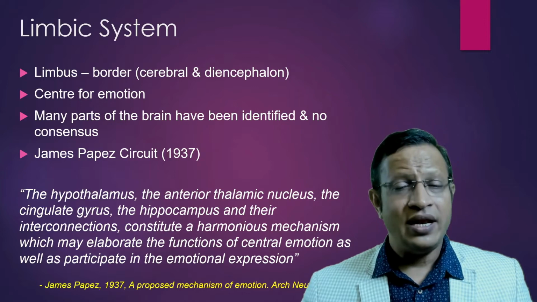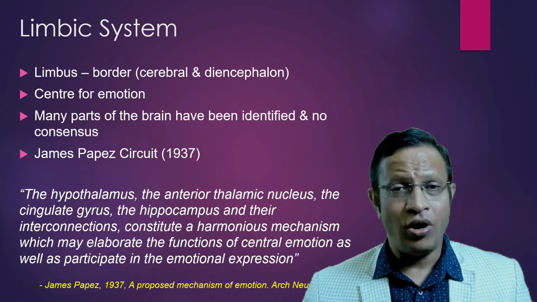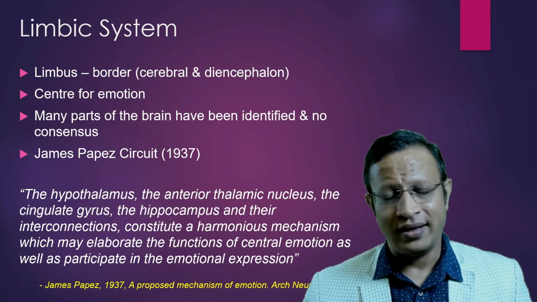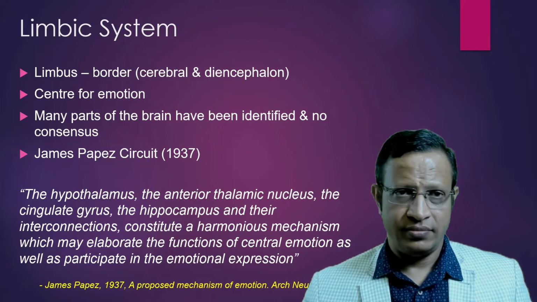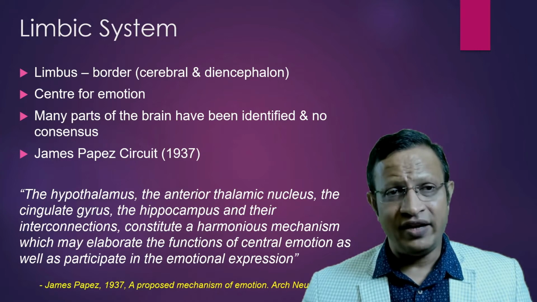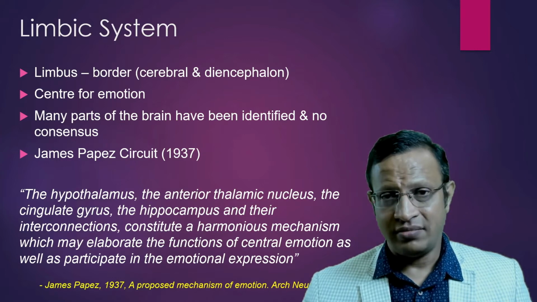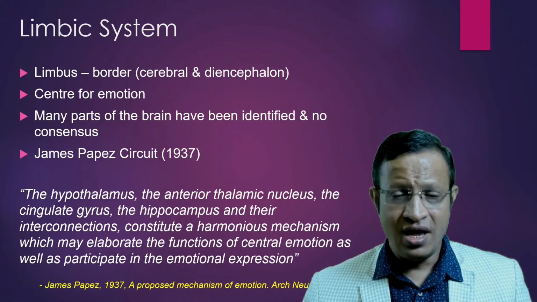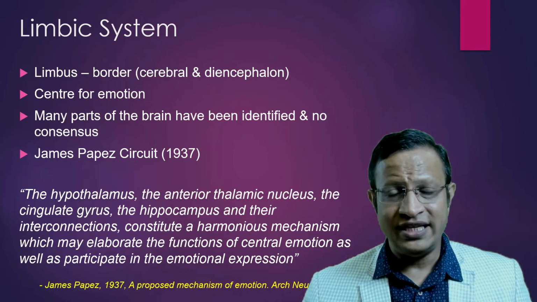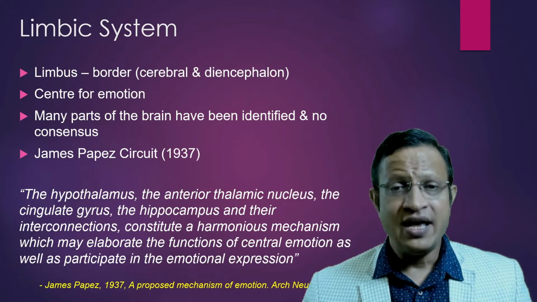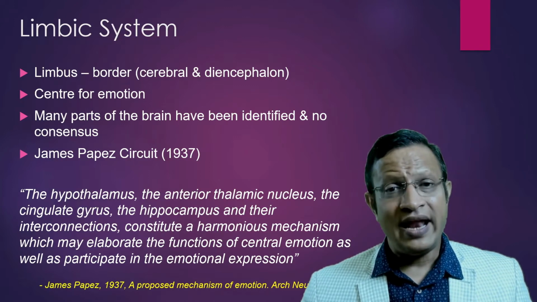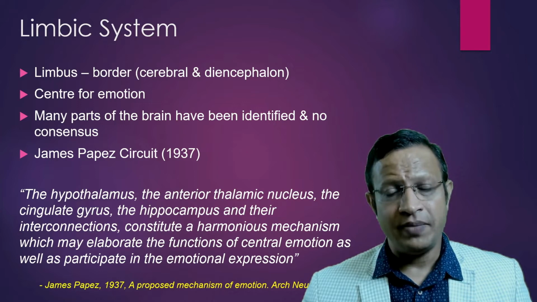Before that, let's discuss the limbic system. Limbus means a border, the border between cerebrum and diencephalon. The limbic system is a center of emotion. Many parts of the brain have been identified as the limbic system, but there is no consensus. However, in 1937, James Papez proposed a circuit for emotions. Let's discuss that. A landmark article written by James Papez in 1937 is well known.